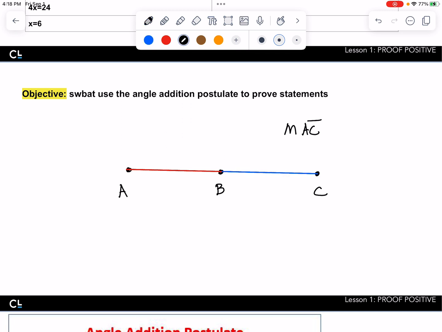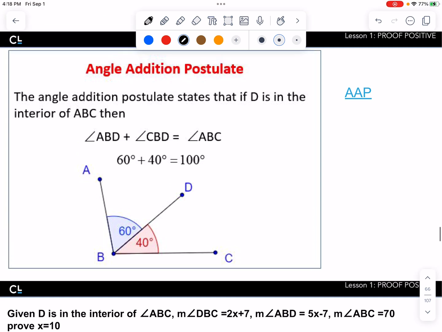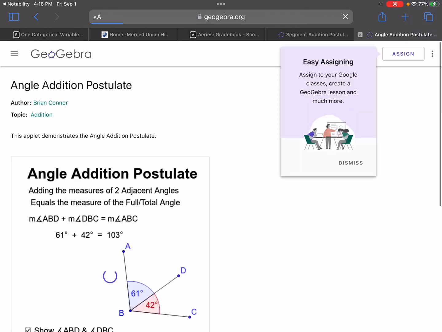So in other words, it would say that the measure of AB plus the measure of BC has to be the same thing as the whole segment. So the parts have to add up to the whole. Now, we have the same thing for angles. So let me show you a visual.